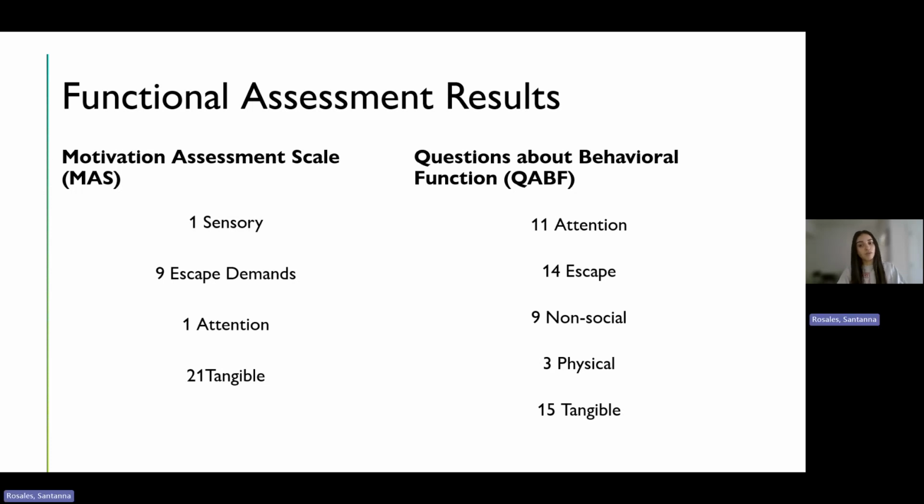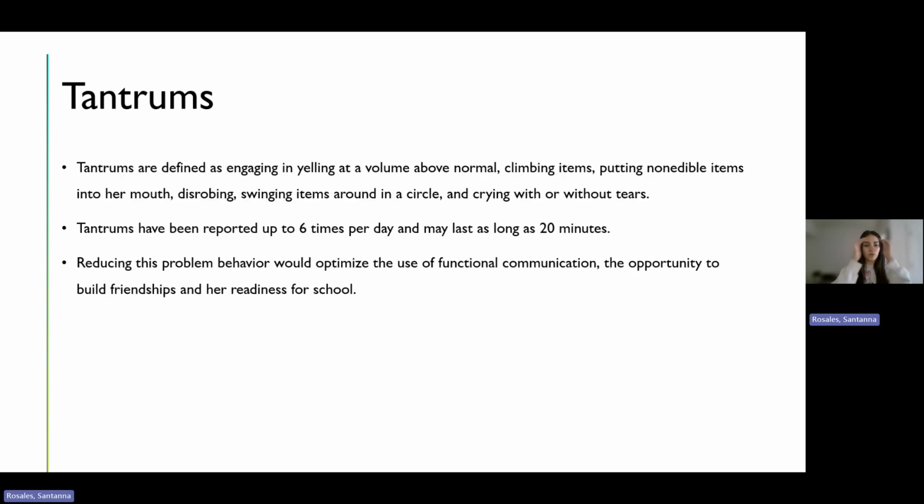Based on these results, we were able to come up with an operational definition, using collected data and ABC data, and I'll go over what we came up with. Her tantrums are defined as engaging in yelling at a volume above normal, climbing items, putting non-edible items into her mouth, disrobing or attempting to disrobe, swinging items around in a circle, such as her chewy or toys, and crying with or without tears. Tantrums have been reported up to 6 times per day, both at the clinic and at home, and they may last as long as 20 minutes.